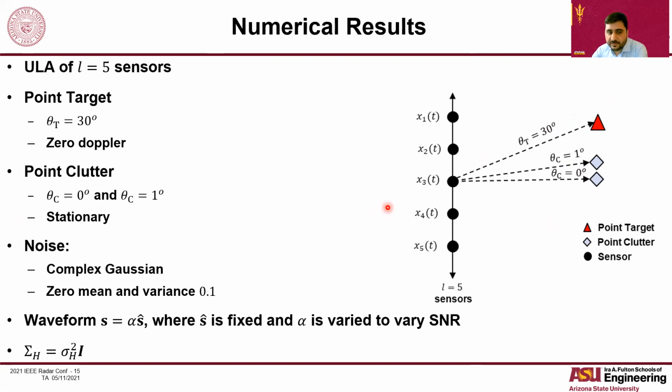The noise is considered here as complex Gaussian with zero mean and variance of 0.1. The transmitted waveform is modeled as S equal to alpha times S hat, where S hat is a fixed waveform and alpha is just to vary SNR in order to plot the ROC curves. H sub T and H sub C, which are the channel matrices for target and clutter, are assumed uncorrelated with covariance matrix given by sigma equal to sigma sub H squared times the identity matrix.